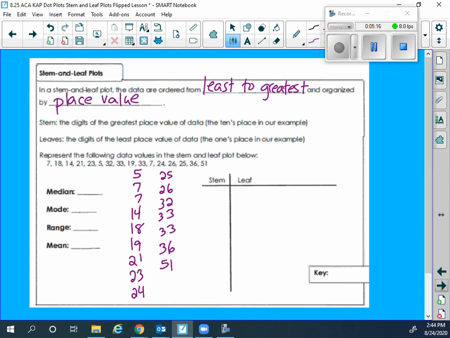And then we're going to make our stem and leaf, okay? So in this case, the stem is going to be the tens place. And down here, this is the key. And what you want to do, so pick any number like 25.